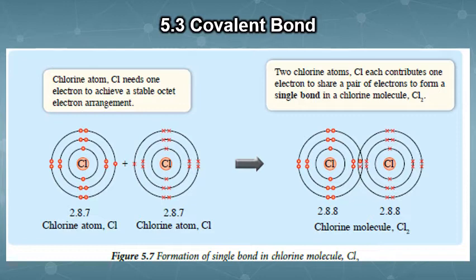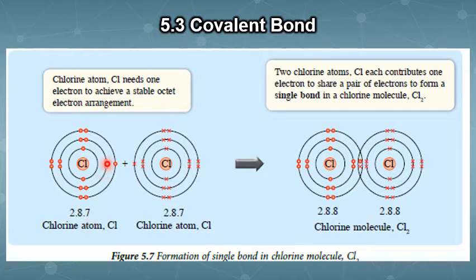You look at the figure 5.7 here. It is a formation of single bond in chlorine molecule, Cl2. So you look at the left diagram. Chlorine atom needs one electron to achieve a stable octet electron arrangement. So here the chlorine atom, the electron arrangement is 2.8.7. 7 is not stable, so it needs one more electron to become 8.